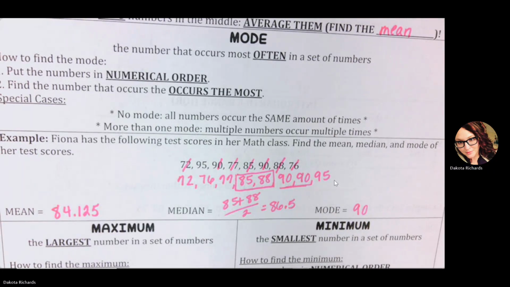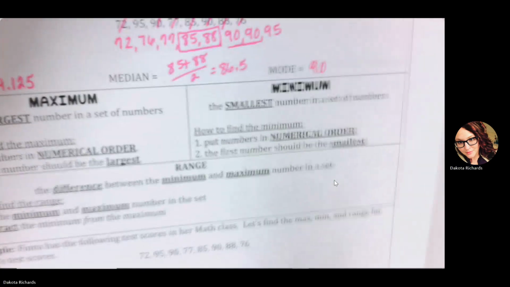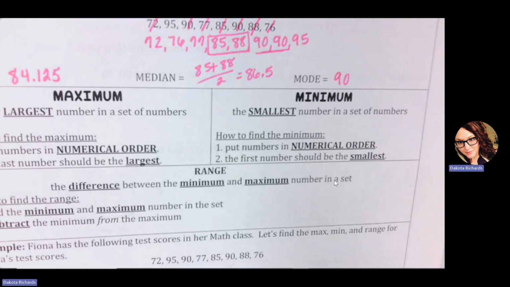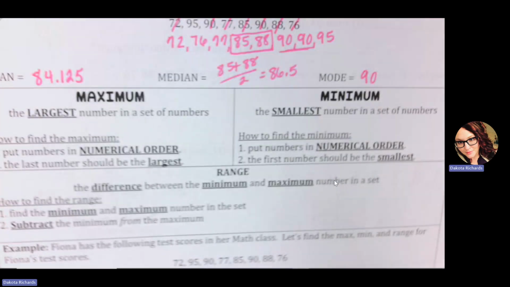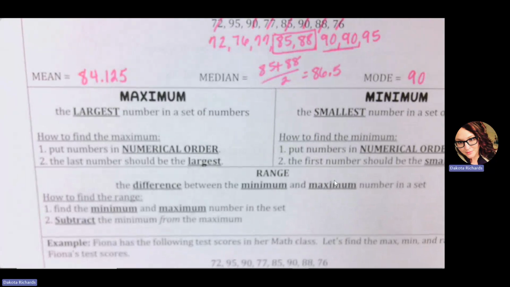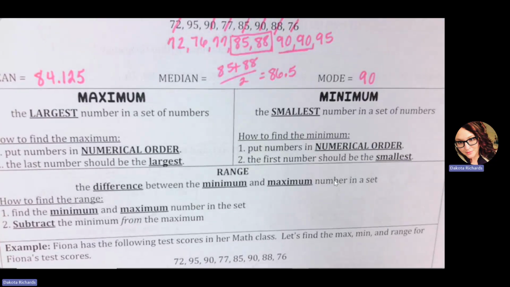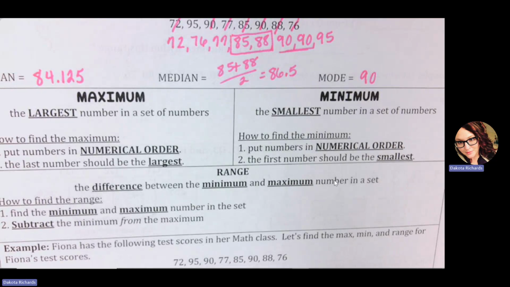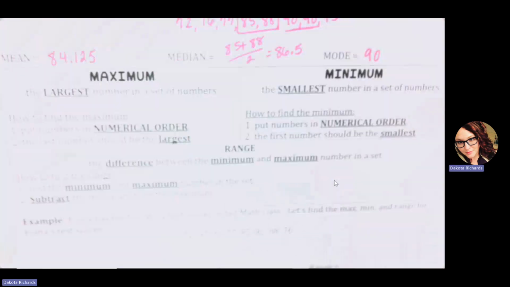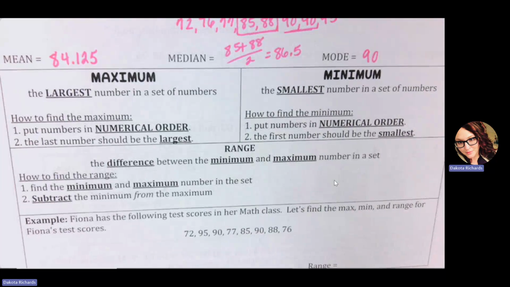Okay. The maximum and the minimum. The maximum is the largest number in a set of numbers. How to find the maximum, you put your numbers in numerical order. The last number should be the largest. For the minimum, this is the smallest number in a set of numbers. How to find the minimum, put the numbers in numerical order. The first number should be the smallest. So again, your first number is your minimum. Your last number is your maximum when you put them in numerical order.